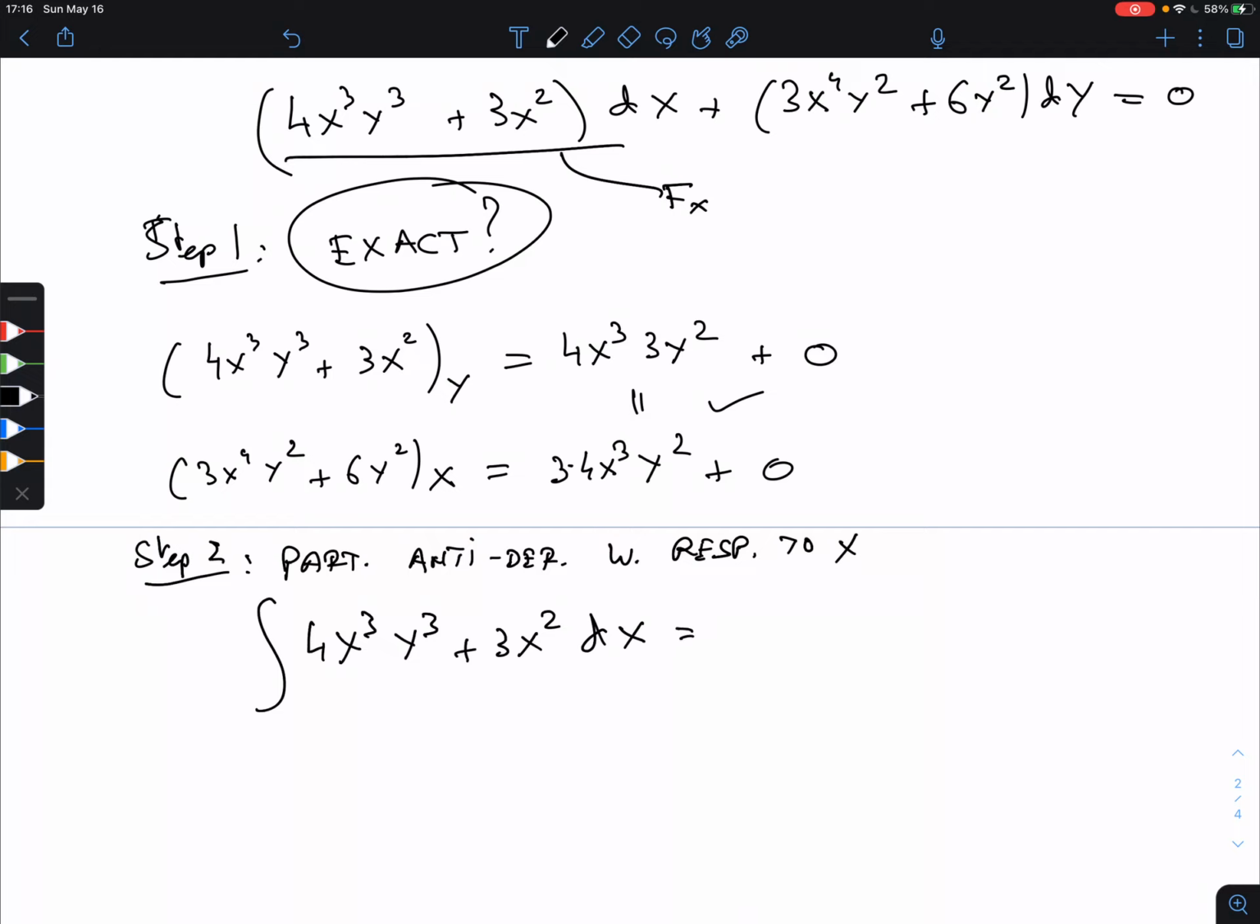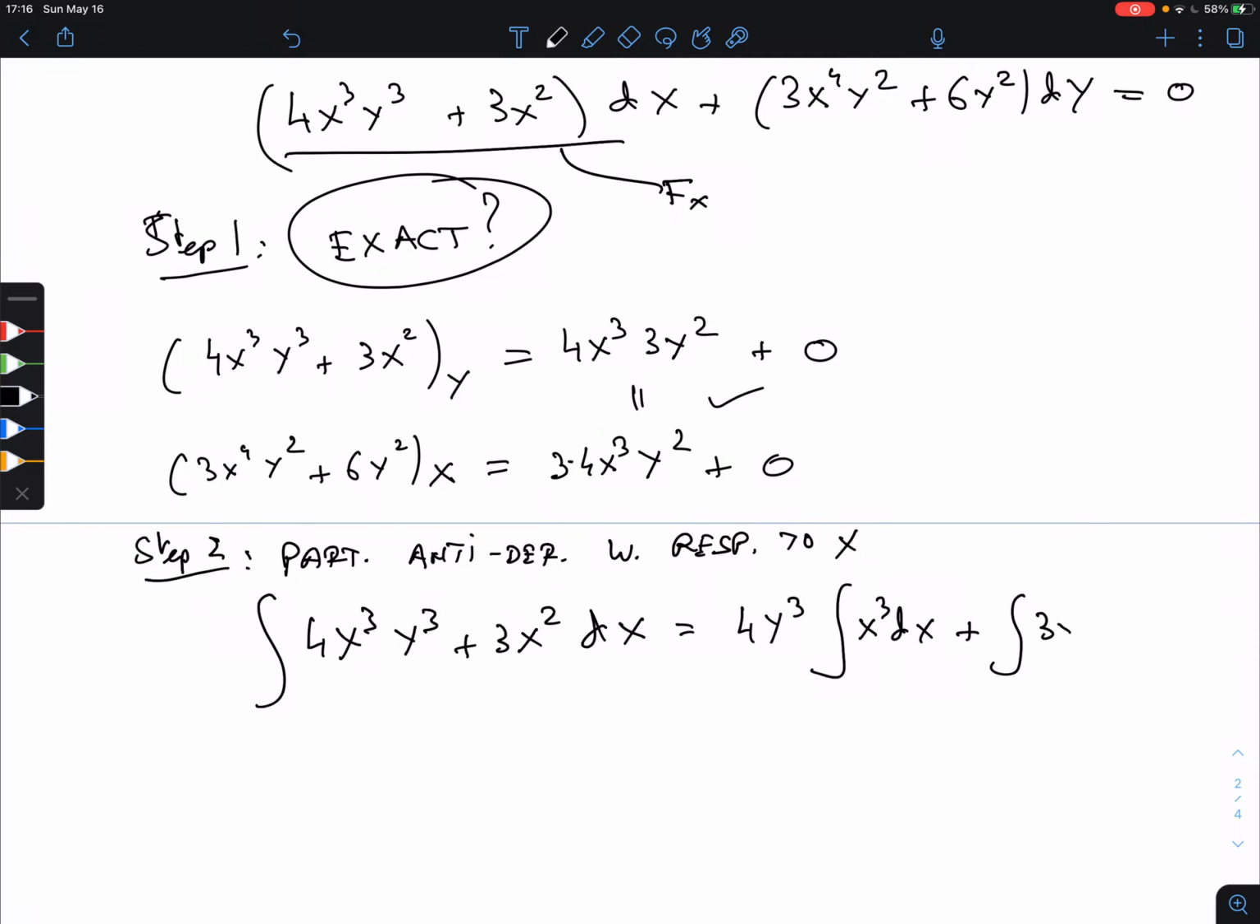Okay? So let's split it up, right? The sum of integrals is the integral of the sum, and then this is 4y cubed. That's all a constant, so I can bring this out. X cubed dx plus the antiderivative of 3x squared, or I can bring the 3 out, but let's not do that. Let's do the whole thing at once, right? So taking the antiderivative of 4x cubed, just on x, that is x to the fourth, and y cubed is just a constant. Plus the antiderivative of 3x squared is x cubed. Okay, there's no y, so there's no confusion here.